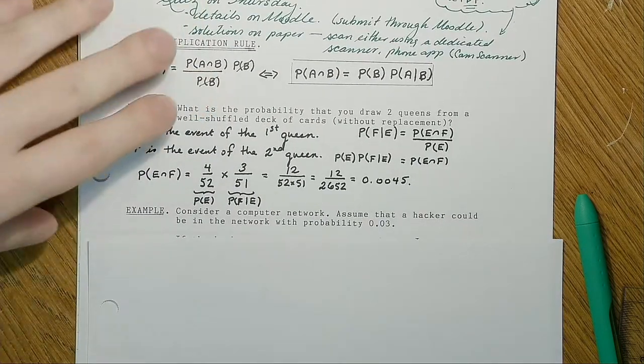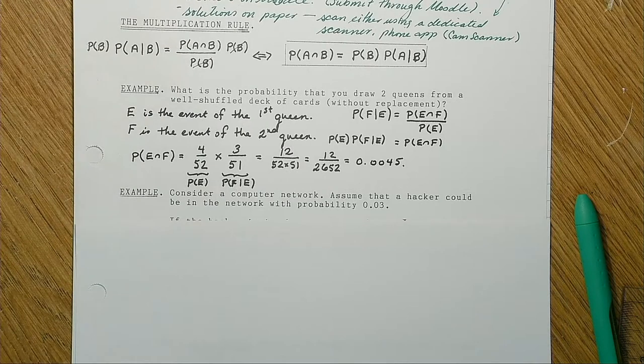Now we have the example. Let's say, consider a computer network. Assume that a hacker could be in the network with probability 0.03.